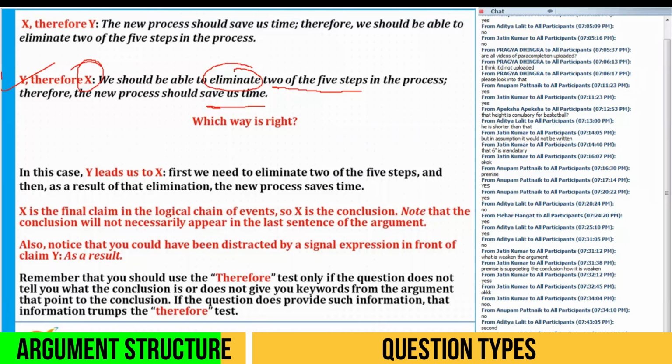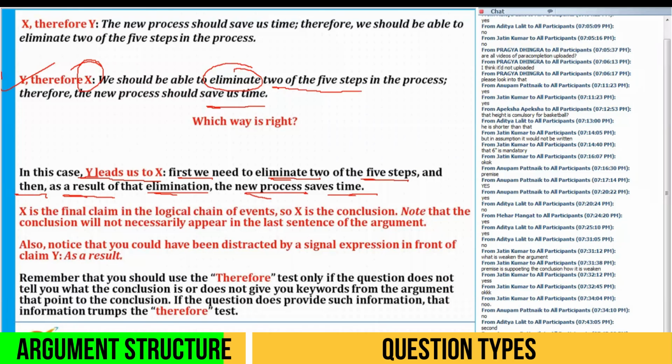Okay? So in this case, Y leads to X. That means first we will have to eliminate 2 of the 5 steps, and then as a result of that elimination, the new process will save us time. And that is why that very first statement, which many of us did not even consider as a conclusion, is the conclusion for this question.